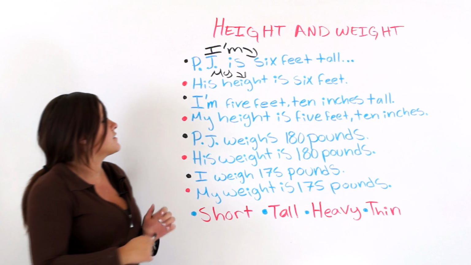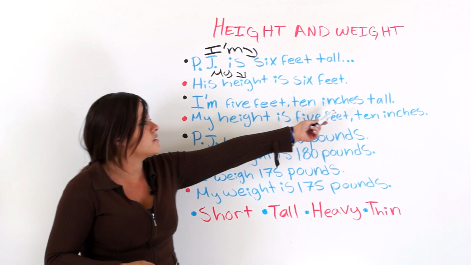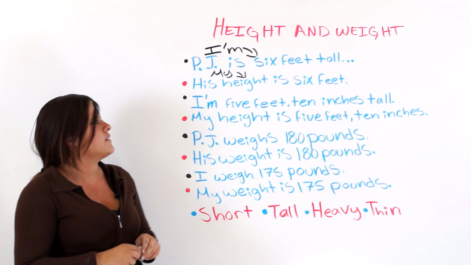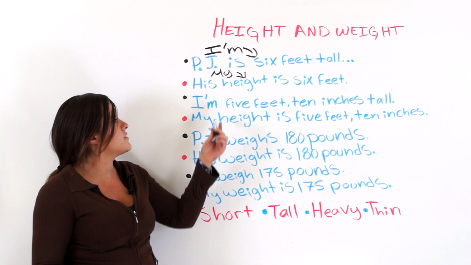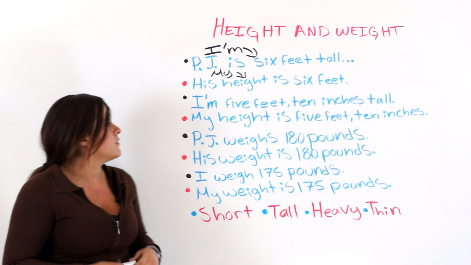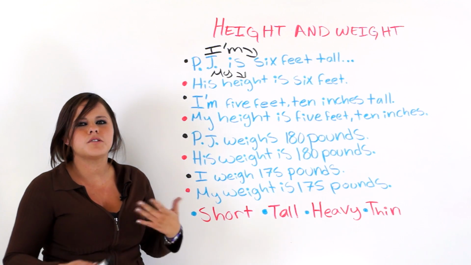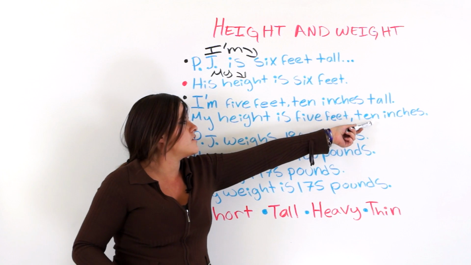Okay, the next example says, I'm 5 feet 10 inches tall. Okay, 5 feet 10 inches tall. Okay, if somebody tells me how tall are you, I'm going to say that. I'm 5 feet 10 inches tall. If somebody tells you, what's your height? What's your height? I'm going to say, my height is 5 feet 10 inches tall.